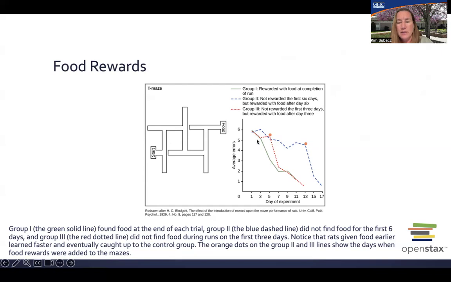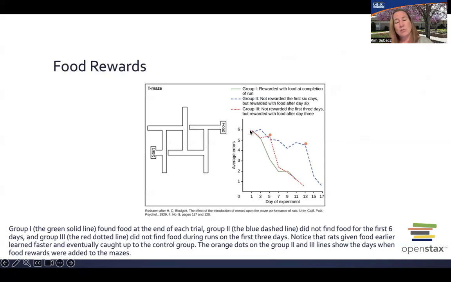Group 3 got food on day 3. So in the first 3 days, no food reward, but on day 3 and after, food reward. You can see it kind of flat lines there, it's still pretty stagnant. But on days 3, 4, 5, we figured it out, and those errors dropped down because food was definitely a motivating factor.